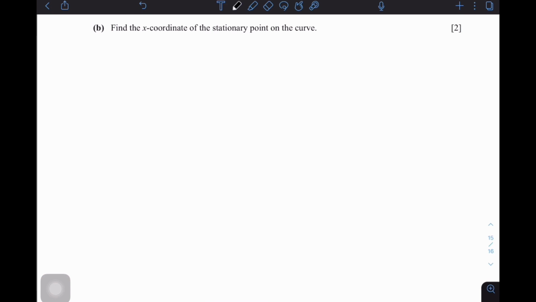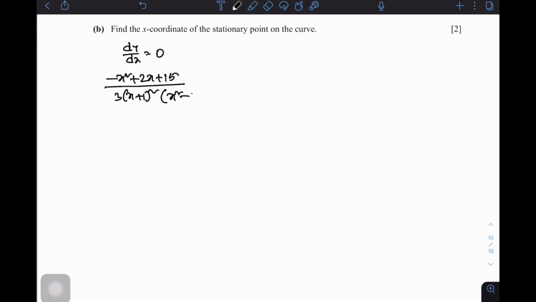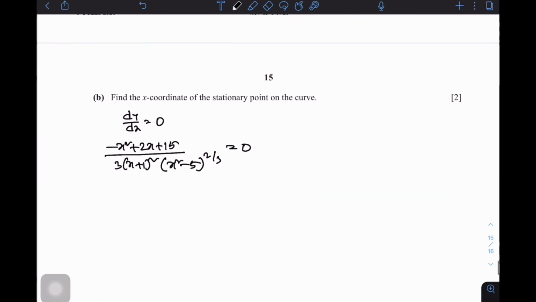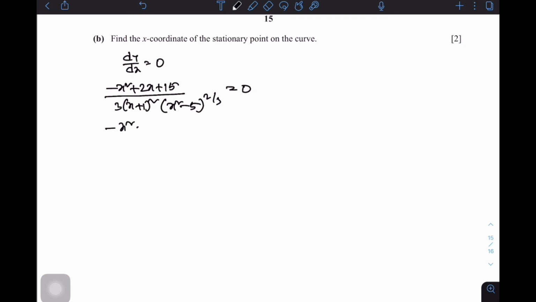To find the turning point or stationary point, we can write dy/dx equals 0, and we have got in previous steps dy/dx equals (x² + 2x + 15) divided by 3 (x + 1) whole squared (x² - 5)^(2/3) equals 0. And if we simplify this, we can have x² - 2x - 15 equals 0.